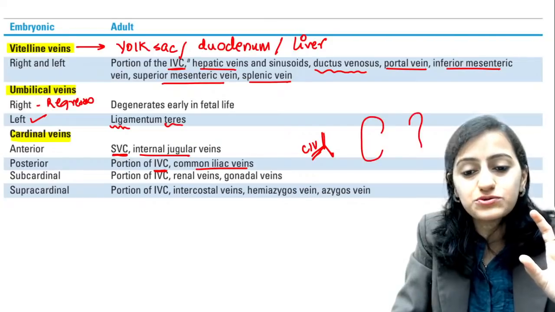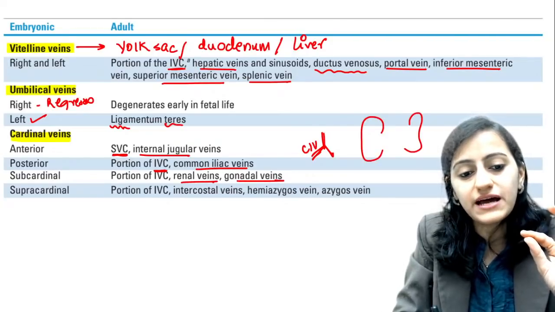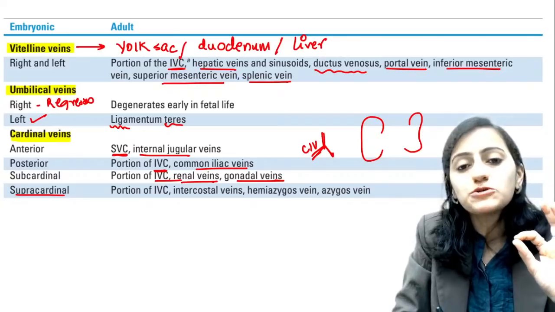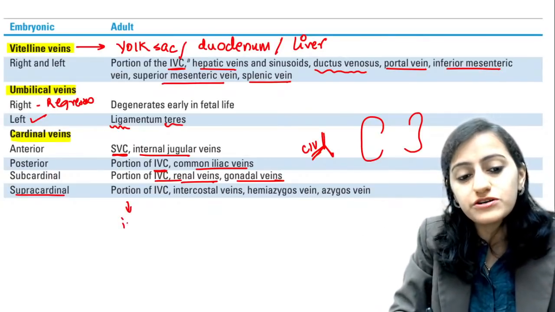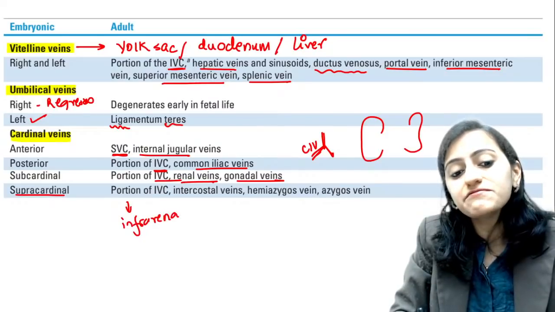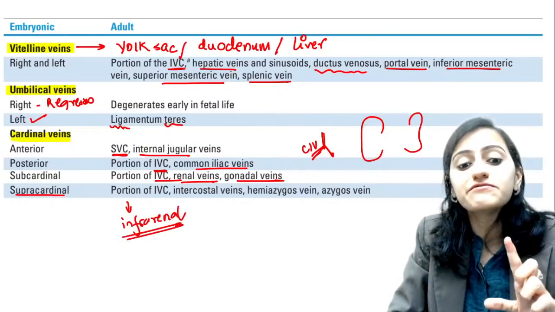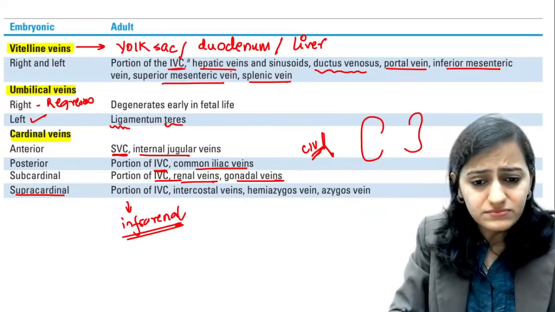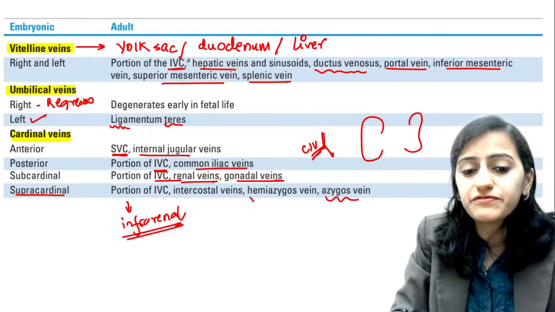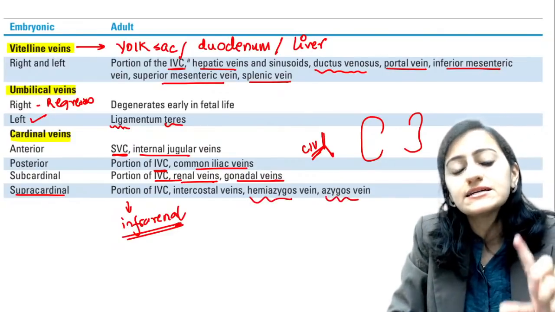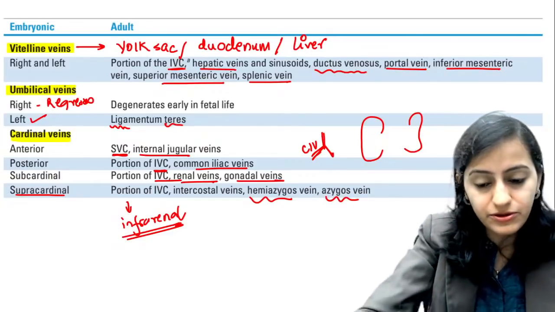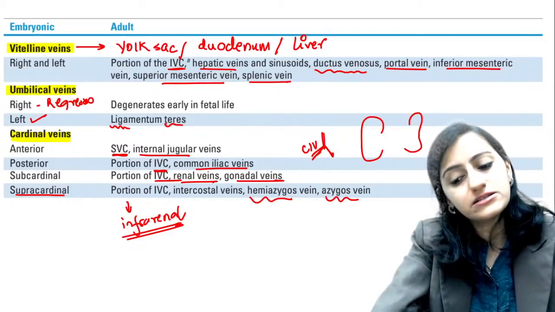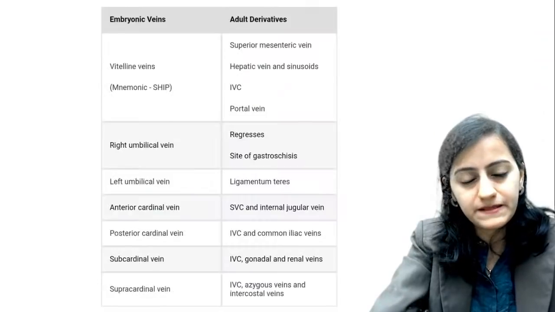Subcardinal is related to the kidney. So renal vein, gonadal vein, IVC. Supracardinal is below the renal, right? So portion of the IVC which is infrarenal, okay, which is infrarenal, and contributes to some part of azygos and hemiazygos. Supracardinal contributes to the azygos and the hemiazygos, okay. The final part of azygos would be the posterior cardinal vein, okay.